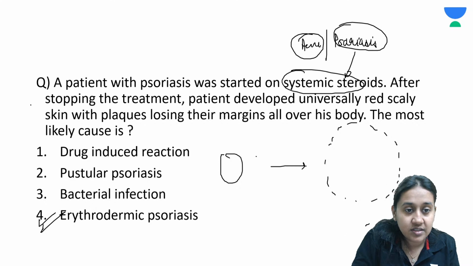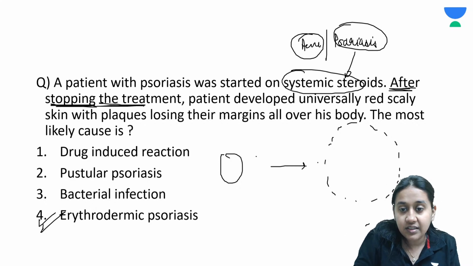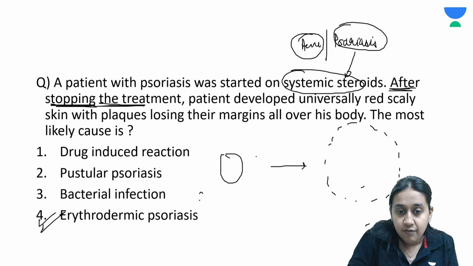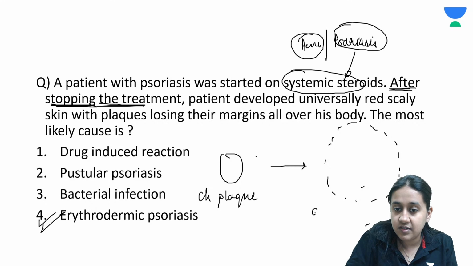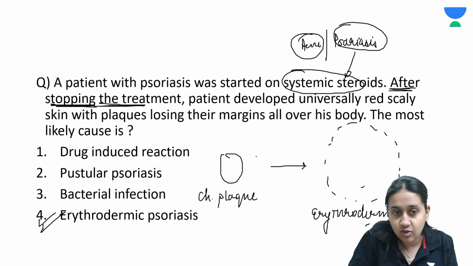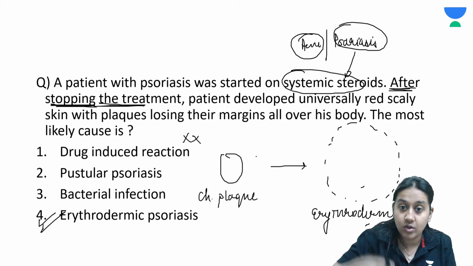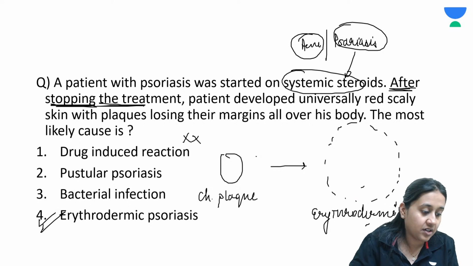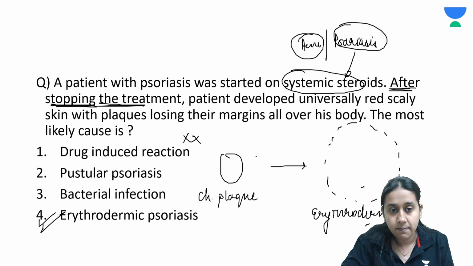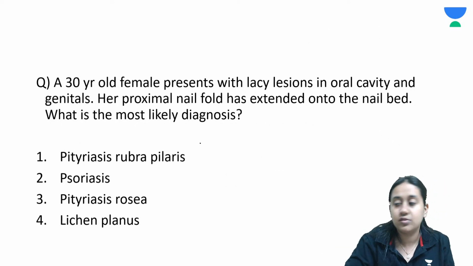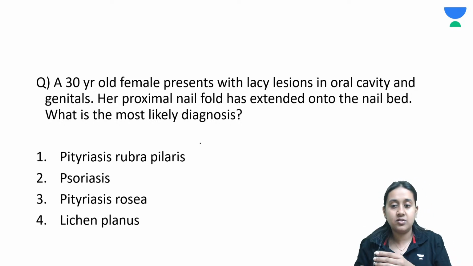Please remember, students, the question clearly mentioned that after stopping the treatment, the disease worsened from chronic plaque. After stopping the treatment, the disease went into erythrodermic, and that is why it cannot be a drug reaction. Drug reaction occurs when the patient is on the drug, not on stopping the drug. So that is a very important difference. So this is a case of erythrodermic psoriasis.